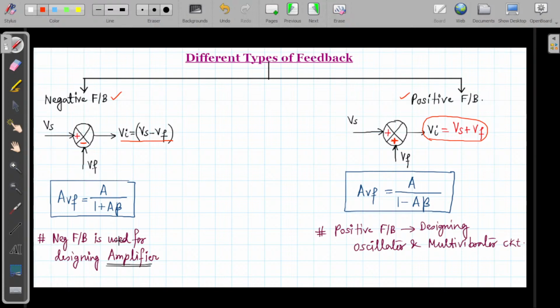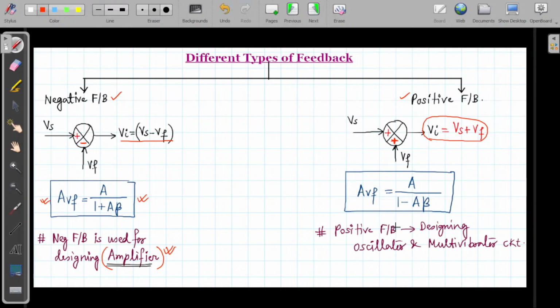Where is negative feedback used? Negative feedback will be used in the case of amplifiers. If we want to design the amplifiers, we have to use the negative feedback. So that means in that case we have to use the overall formula like this, A by 1 plus A beta.